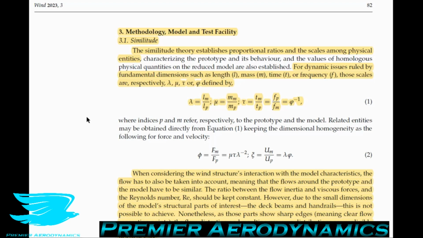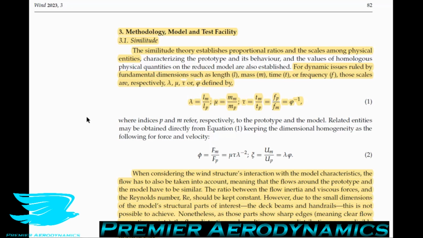These scales are respectively lambda, mu, tau, or phi, and they're defined as: lambda is the model length divided by the prototype length. And then mu is the mass of the model divided by the mass of the prototype. Tau is the time scale of whatever frequency or whatever is happening of the model divided by the time scale of the prototype. And then phi is the frequency of the model divided by the frequency of the prototype, whatever phenomenon you're looking at.